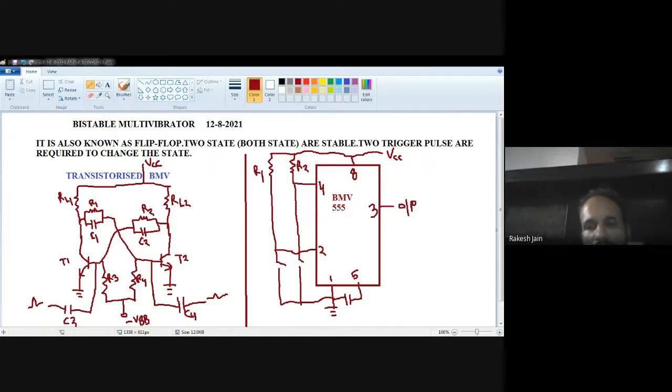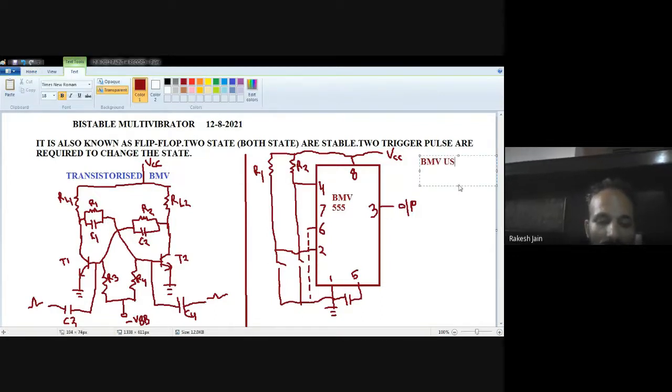For the sixth number pin, if you don't want to use it, just connect it to the ground terminal. The seventh number pin is not in use in case of the bistable multivibrator, and for the sixth number pin I just mark the dashes, so you understand that if necessary then connect, if not then there is no meaning of this one. So connect it with the ground. So that is the bistable multivibrator using 555 timer IC. I just write down BMV using 555.